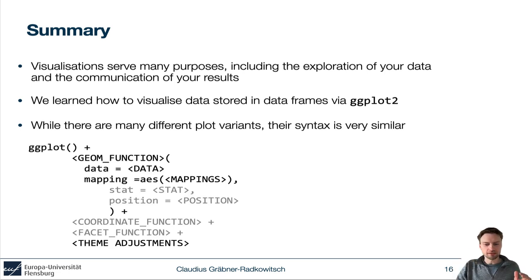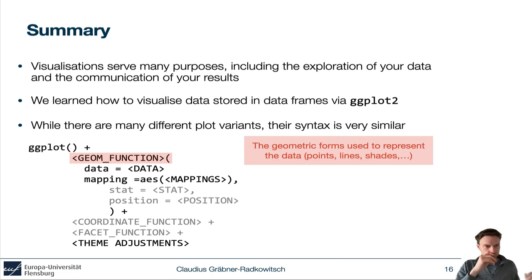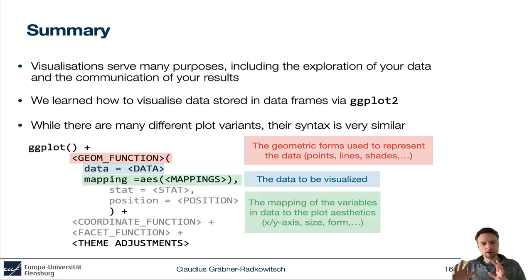The general idea is always like this. You have the ggplot function to define the plot. You have geometric forms to represent the data, such as geom_point, geom_line, geom_shade. In all these cases, you need to define the data set to be visualized. You then have a look at the mapping of how the variables are associated to the plot aesthetics. This can also be put into the ggplot function in the very beginning if you want to use the same data and the same mapping for several different geom functions in your plot.